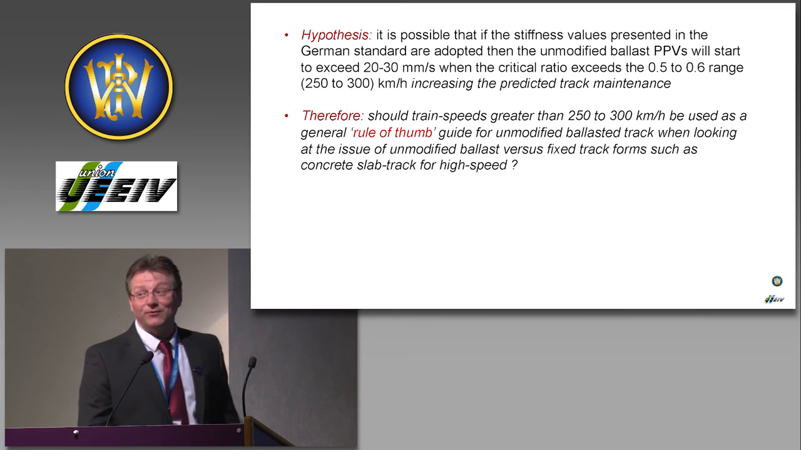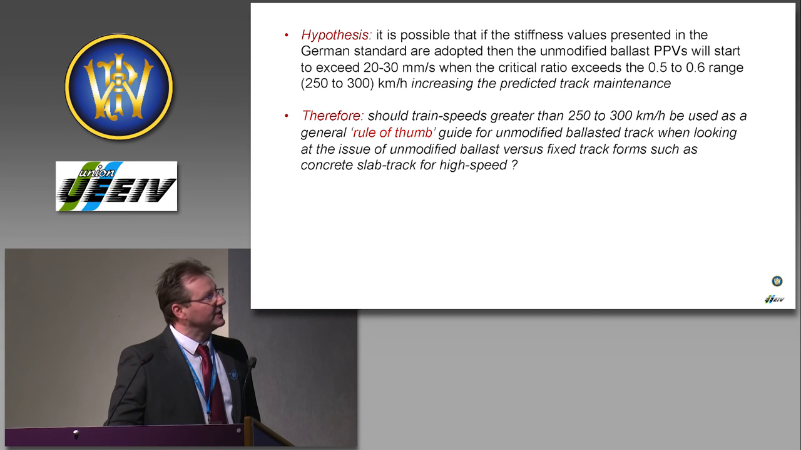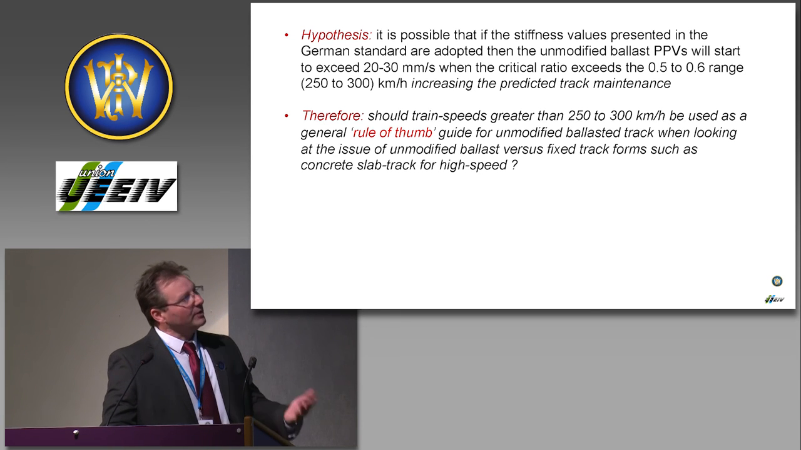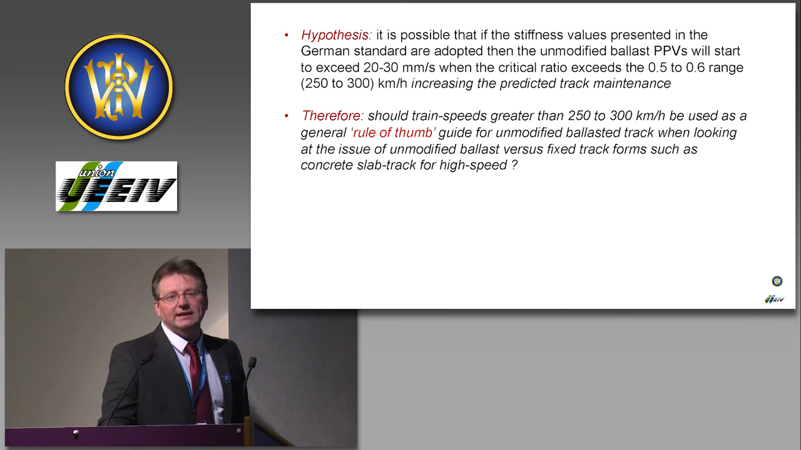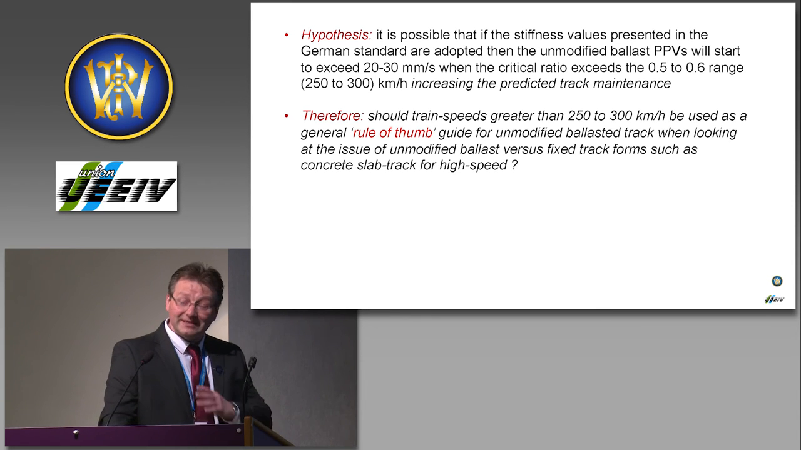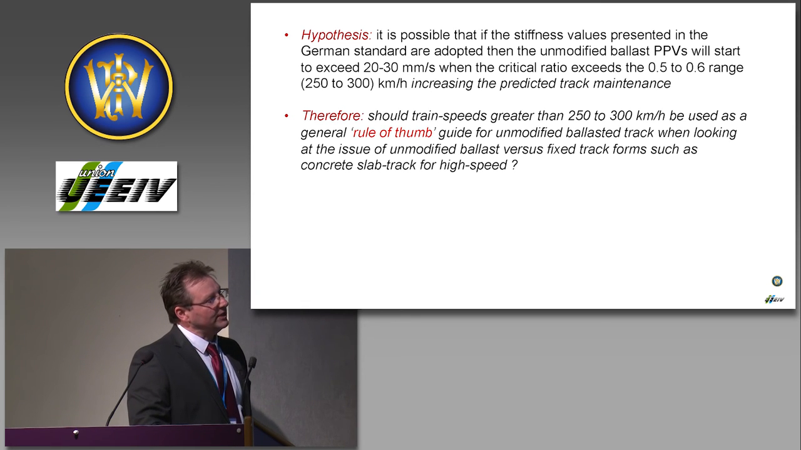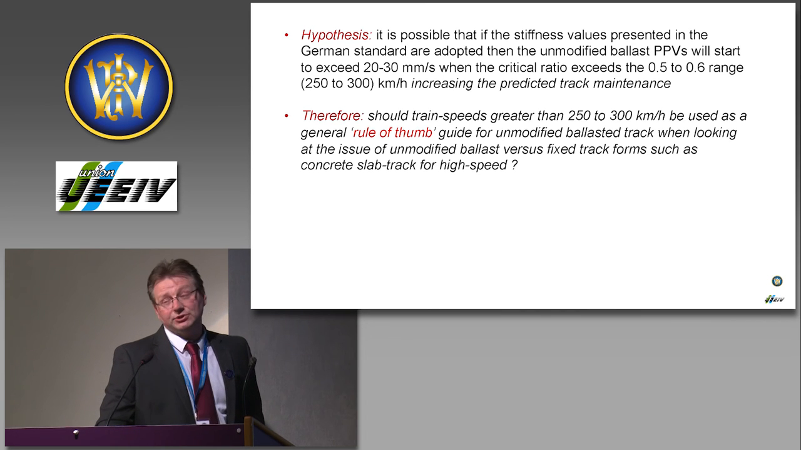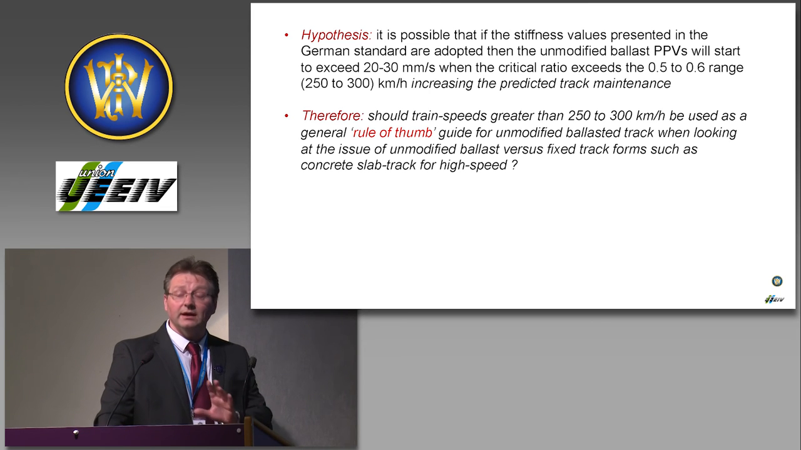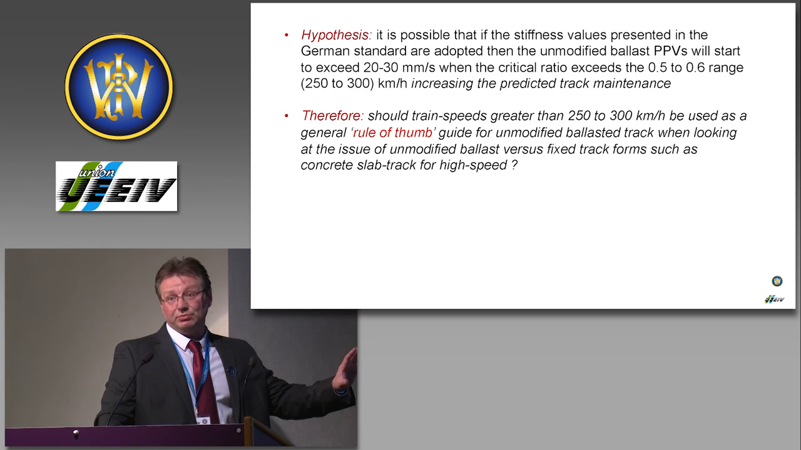So here's a hypothesis for you. It is possible that if the stiffness values presented in the German standard are adopted, then the unmodified peak particle velocities will exceed the 20 to 30 millimeters per second when the critical speed ratio exceeds 0.5 to 0.6. So therefore, and this is a hypothesis because we don't have a lot of the data, once you reach 300 kilometers per hour, perhaps you should be looking at slab track. And that's the hypothesis. But we don't have all of the data, and the peak particle velocity, again, is a function of many things. So it's a starting point of where we go.